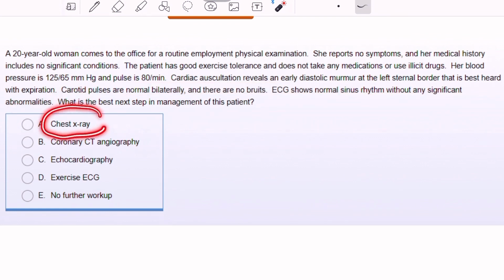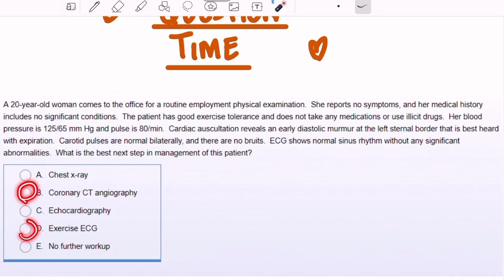So if we do chest x-ray, let's suppose, the chest x-ray is going to show us left ventricular hypertrophy and pulmonary congestion, and that is not a very specific sign. It can be because of anything, so that we will cross out. This is usually done for people with suspected coronary artery diseases, and we're not suspecting coronary artery diseases. No further workup? No, further workup is necessary because we have a murmur. So if there's a murmur, we need to work on it further. We are going to choose echocardiography.